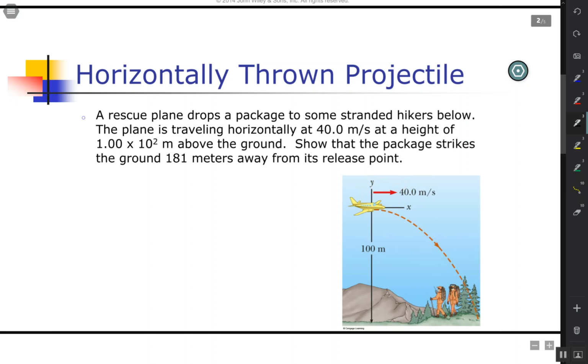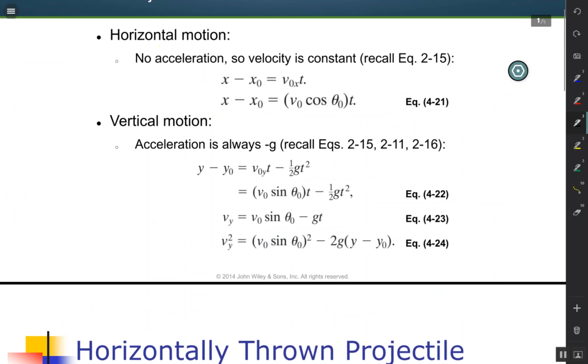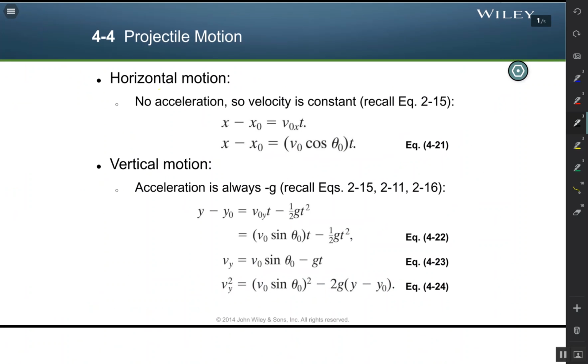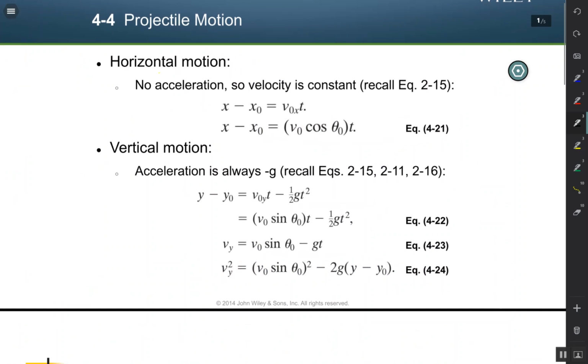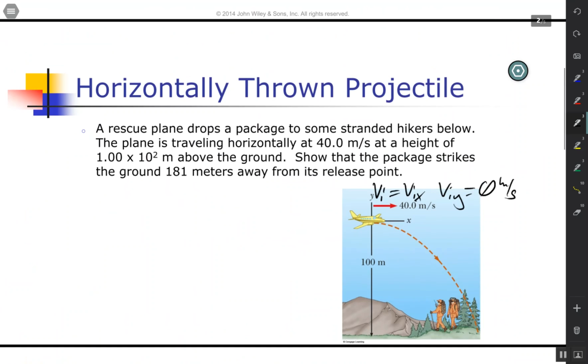So this right here, its initial velocity is just an x component. What is its y component? Well, the y component is nada. It is 0. You can call it 0 meters per second, if you will. Okay? And I have up here the equations that we'll need. Not all of them, but we're going to use a couple of them for this problem.